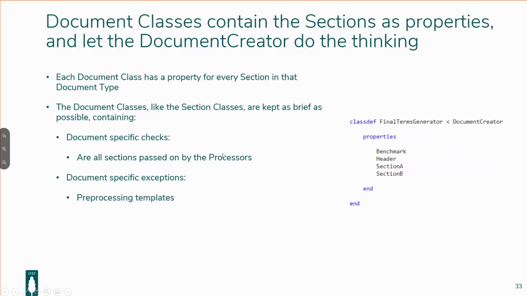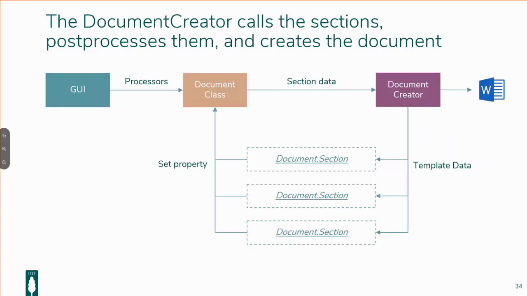And these classes are kept as brief as possible. So they only contain some document-specific checks. So are all sections available, and are all sections passed on by the processors? And they also might contain some document-specific exceptions, which, for example, is pre-processing some templates if you want to combine them and use both templates as one single section, for example.